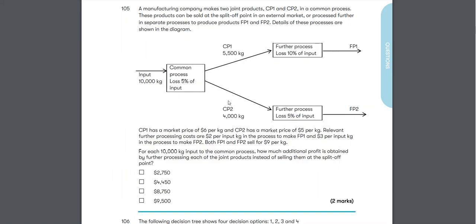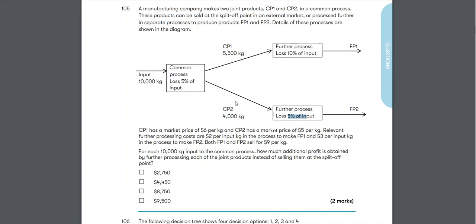Okay, so 10,000 kg is input, 5% is lost. That's why 5,500 is here, 4,000 is here. Remember, this loss is not relevant. Then when we further process, there is 10% loss. And when we further process there is 5% loss.